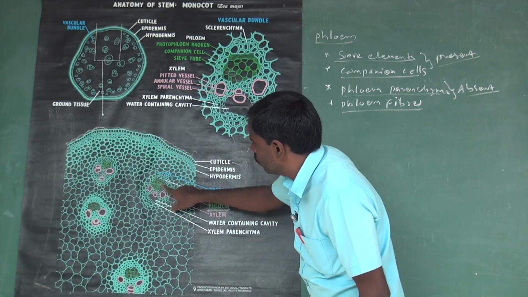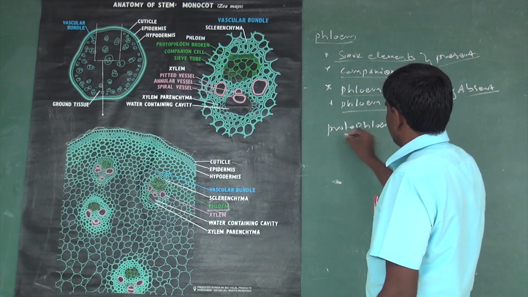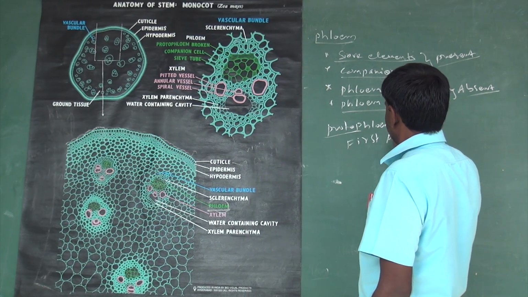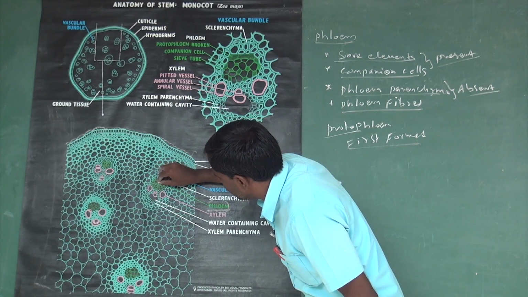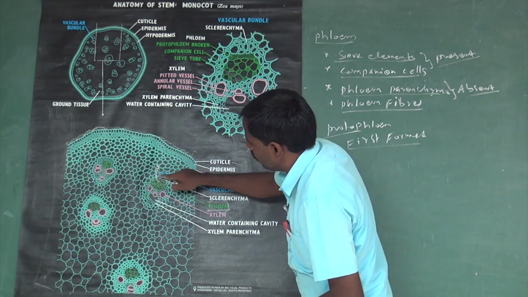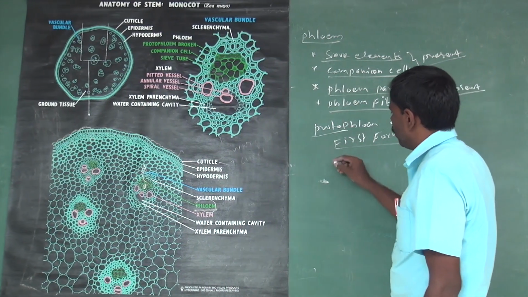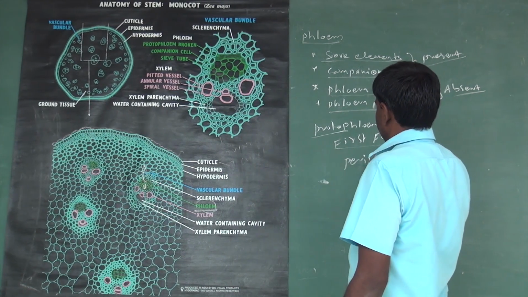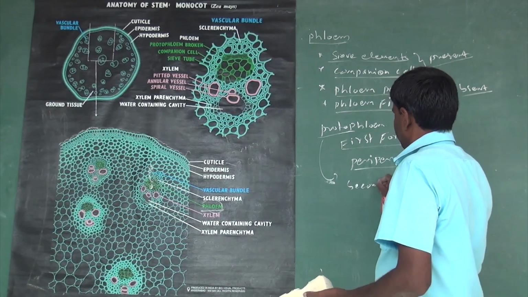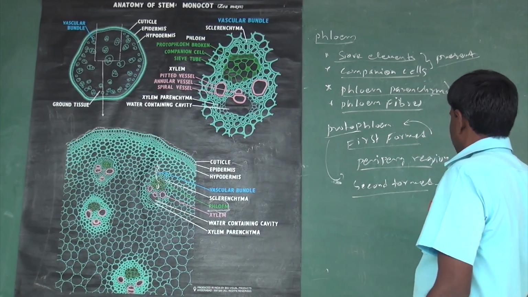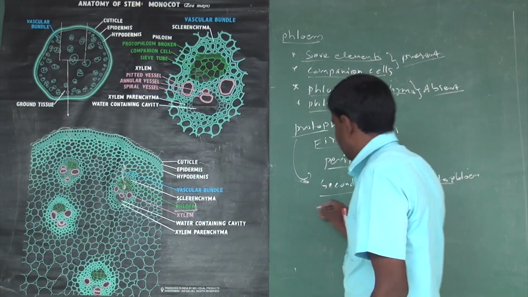The protophloem is towards the periphery. Protophloem means the first formed phloem, and it is present towards the periphery, but the metaphloem, the second formed phloem, is present towards the center.